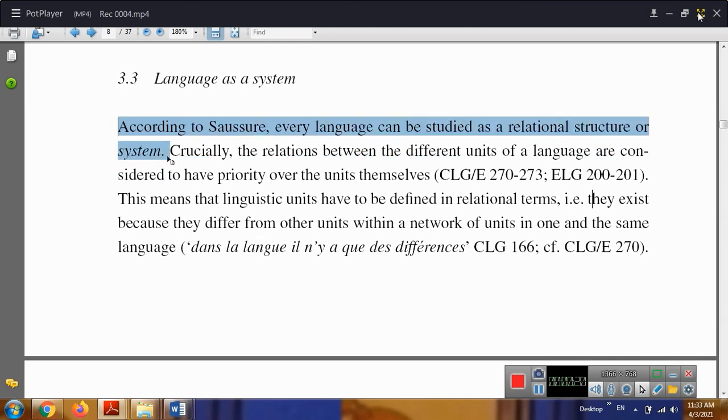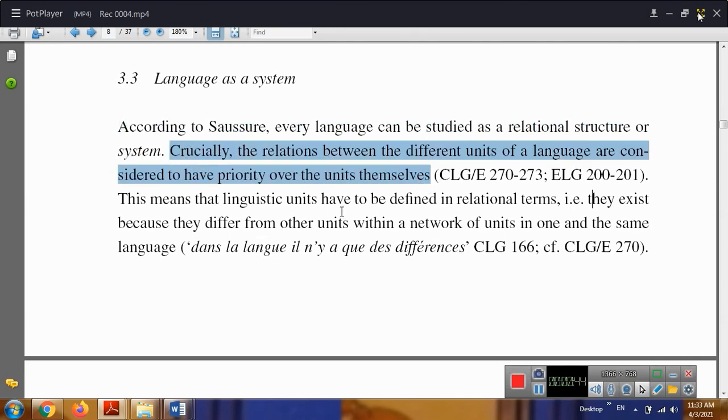According to Saussure, every language can be studied as a relational structure or a system. Saussure focuses on the relational structure, or system, of language. Crucially, the relations between the different units of a language are considered to have priority over the units themselves. As you remember, in the 19th century they studied languages as separate units. But according to Saussure, we should consider language as a relational system, and we should stress the relations between the units, not the units themselves.